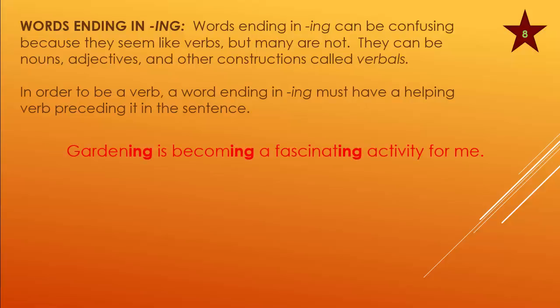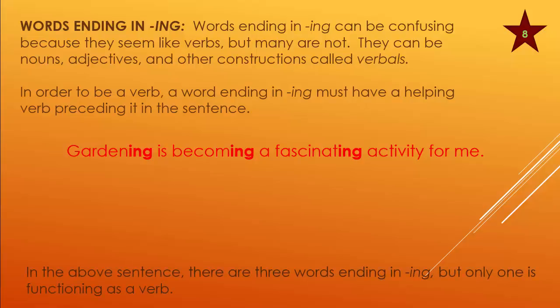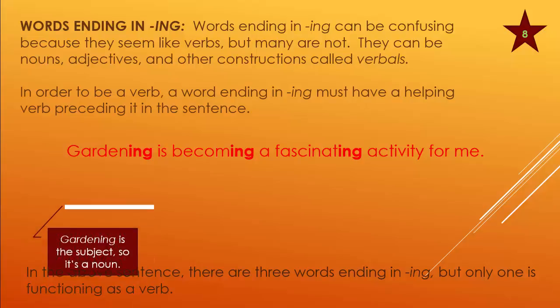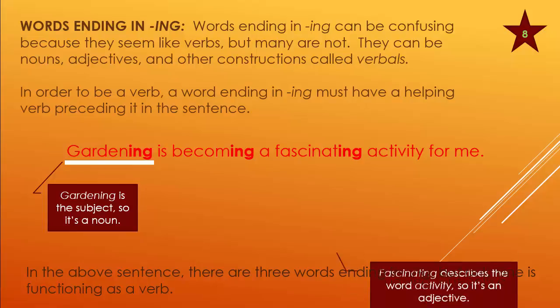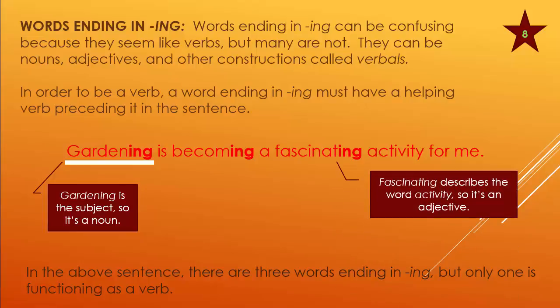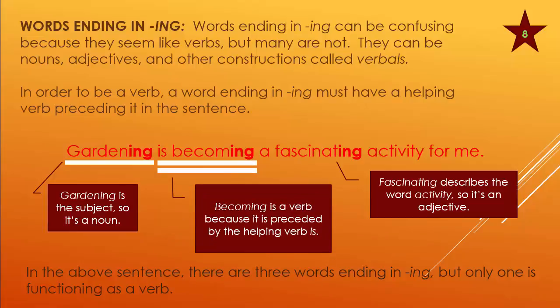Gardening is becoming a fascinating activity for me. In the above sentence, there are 3 words ending in ing, but only one is functioning as a verb. Gardening is the subject, so it's a noun. Fascinating describes the word activity, so it's an adjective. Becoming is a verb because it is preceded by the helping verb is.